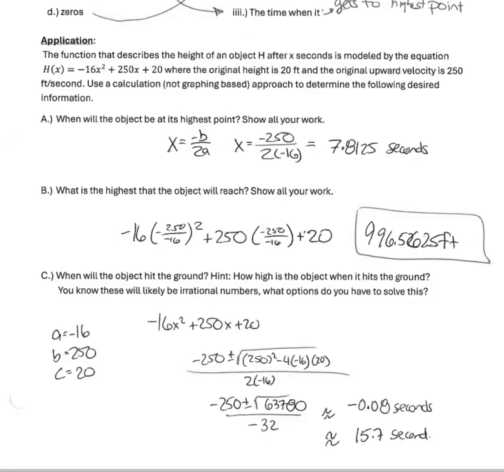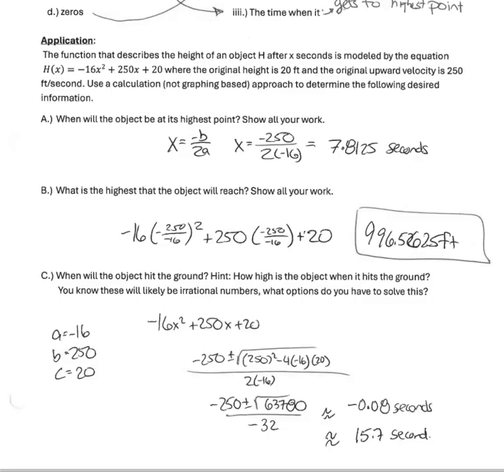63,780. So I put that in the calculator to find out what was going to be under the radical, but I didn't try to put the whole thing in the calculator. That'd be too crazy. Then I put negative 250 plus the square root of 63,780, enter, divide by negative 32, and I put negative 250 minus the square root of 63,780. Enter, divide by negative 32.